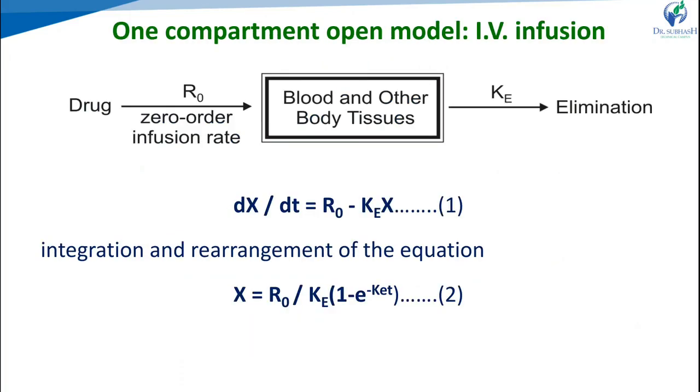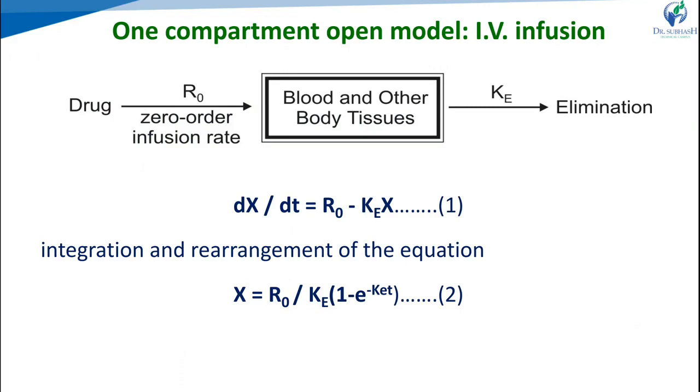So this is the one compartment open model, IV bolus. The next one is the one compartment open model, IV infusion. For the IV bolus, there is rapid distribution, directly reaching the systemic circulation. So we can neglect the absorption process. We go directly to the rate of elimination, depending only on the elimination phase.